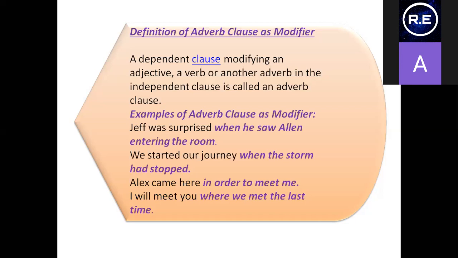Alex came here in order to meet me. So why did Alex come? In order to meet me. Excellent. So to meet me, that's the reason why she came. So now I'm trying to describe or modify her coming. I will meet you where we met the last time. So here I'm trying to describe where I'm going to meet you, where this action is going to take place. So I'm describing the action itself.